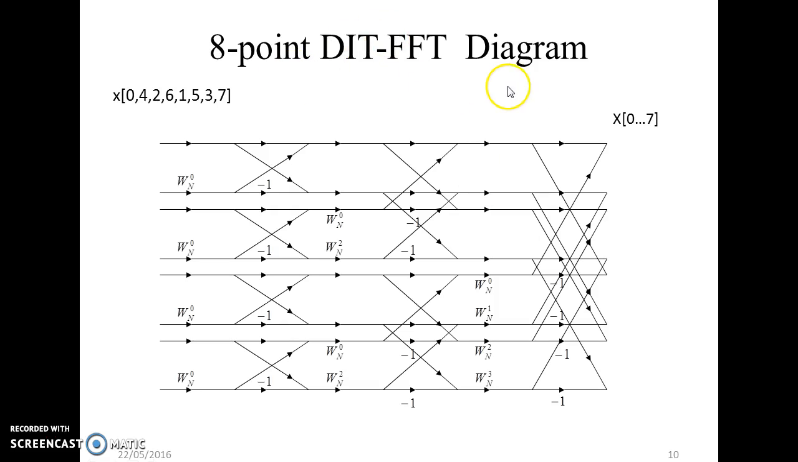So for the 8-point DIT FFT diagram, we have the input points as x of 0, x of 4, x of 2, x of 6, x of 1, x of 5, x of 3 and x of 7. This is a 3-stage computation: first, second and third stage. In the third stage we get the output X of 0, X of 1, X of 2, X of 3, X of 4, X of 5, X of 6 and X of 7.